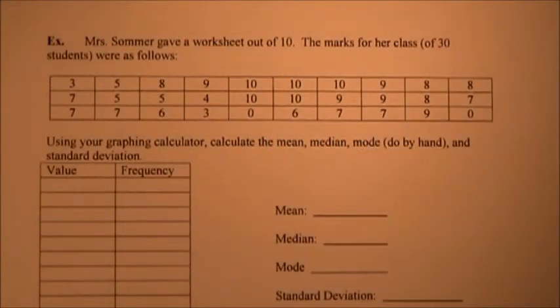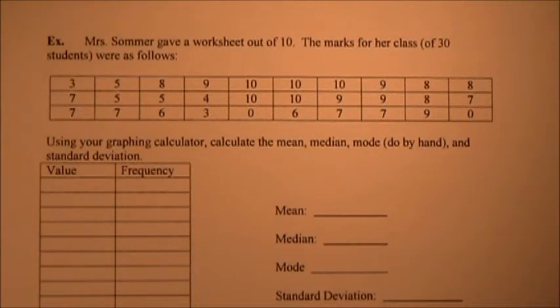Mrs. Summer gave a worksheet out of 10. The marks for her class of 30 students were as follows. Use your graphing calculator, calculate the mean, median, mode, with a reminder to do it by hand, and standard deviation. Now we could list all 30 of these scores into the L1 and calculate the values that way, or we can use what's called a frequency table.